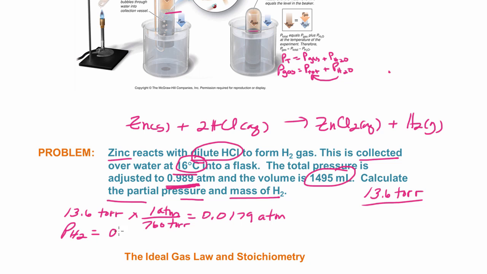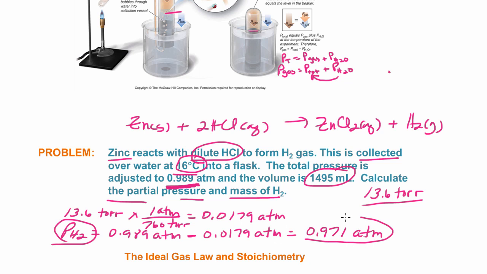Find the partial pressure of the hydrogen. We take the 0.989 atmospheres and subtract from that the partial pressure of the water vapor, and we end up with 0.989 minus 0.0179, 0.971 atmospheres. So the partial pressure of the hydrogen is 0.971 atmospheres. So we've got that part of the problem done.